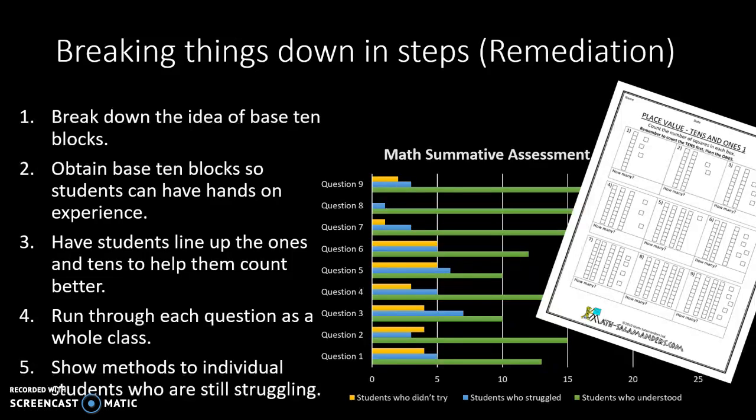The next, we can get base 10 blocks so students can have hands-on experience with it. Students can also line up the 1s and the 10s to help, because if you remember earlier, students struggled with 6 but not necessarily 7, because 7 is lined up where 6 is not. The next, we can run through each question as a whole class to make sure everybody as a class understands the sheet. And finally, we can work with individual students that may struggle, such as the people that did struggle with 8 and they're still not getting it.